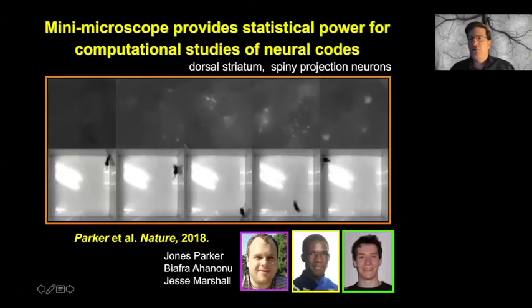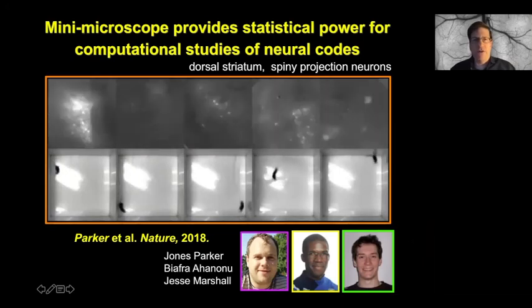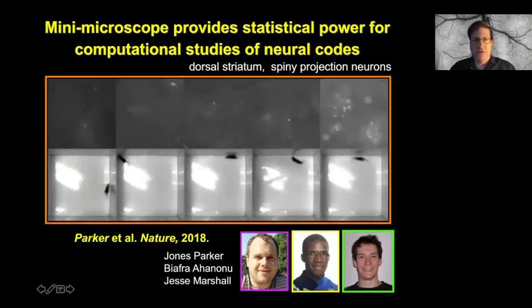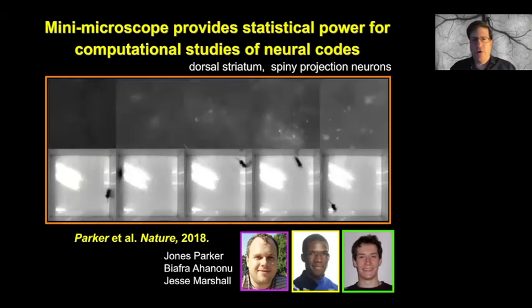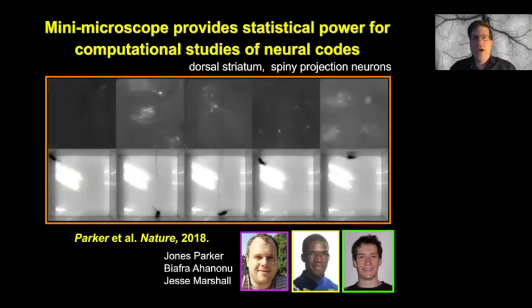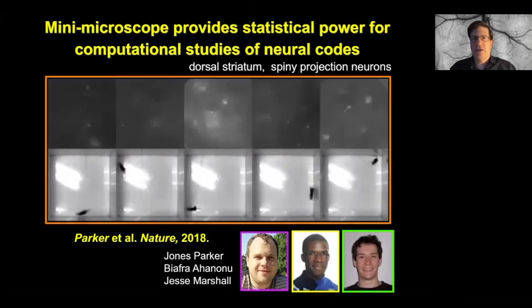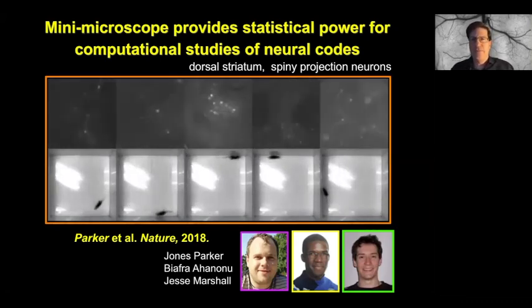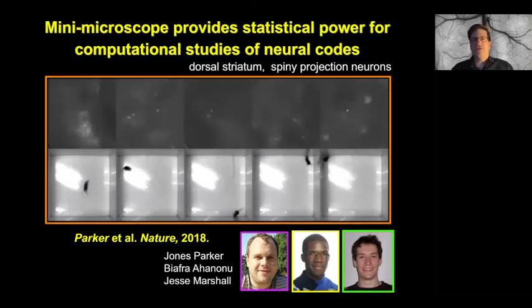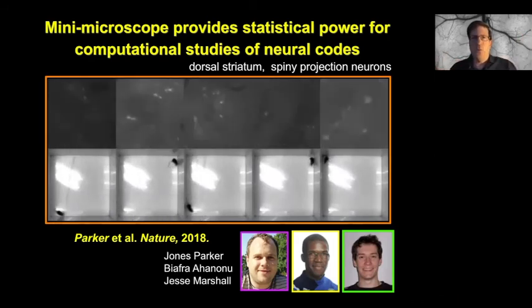This slide shows you what it looks like in action. Here you have a number of mice wearing the head-mounted microscope. This was work done by Jones Parker, Biafra Ahanonu, and Jesse Marshall, and in this particular experiment, they were looking at the calcium activity of the so-called spiny projection neurons in the basal ganglia and dorsal striatum. And this gives you a sense of how we can simultaneously track what an animal is doing in an unconstrained way at the same time that we're tracking brain activity in at least one area.